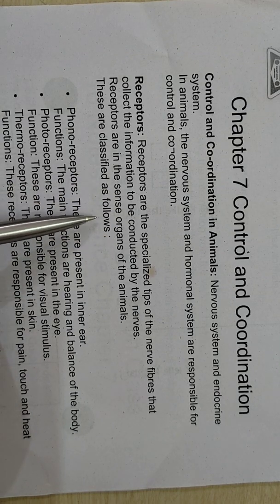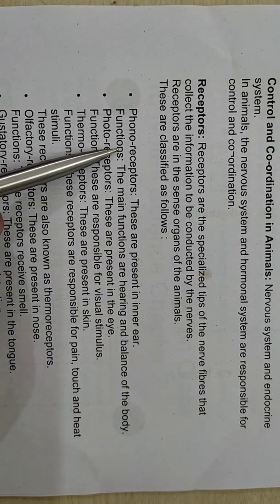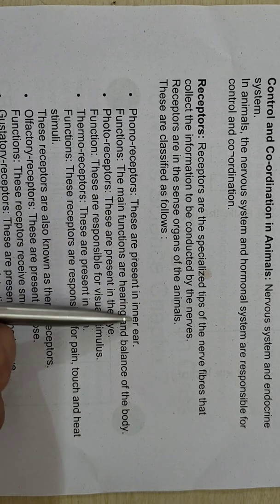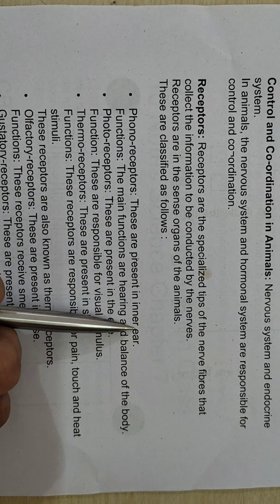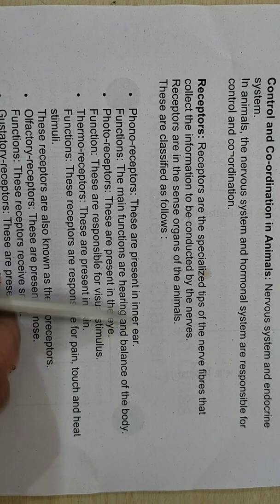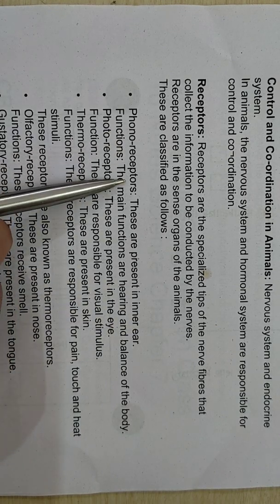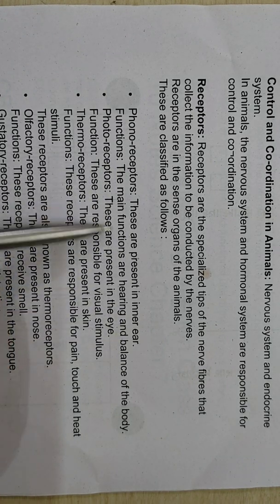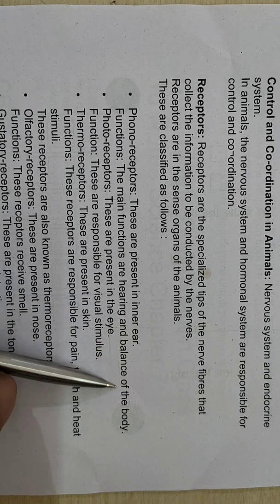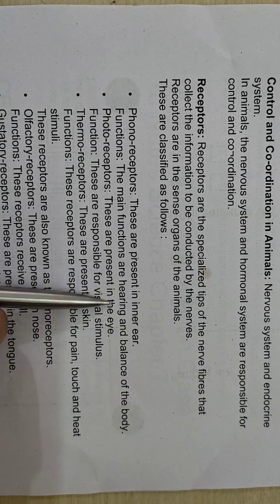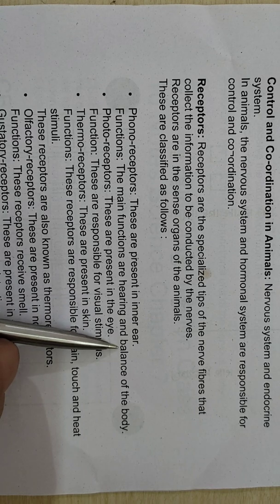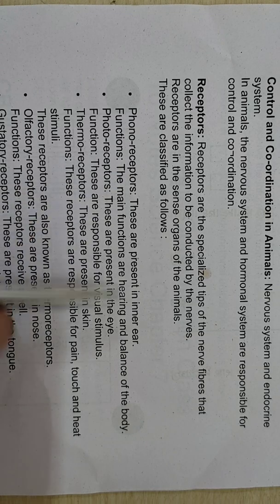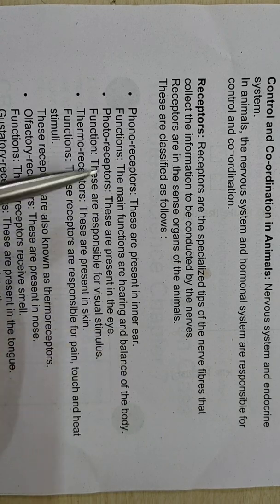There are certain types of receptors we can see. The first receptor is the phonoreceptor. These are present in the inner ear, inside our ear, which is considered the phonoreceptor. The main function of this phonoreceptor, present in the inner ear, is hearing and balance of the body. We can hear things and we can also balance our body, right? That can be done by the receptor present in the inner ear of our body.